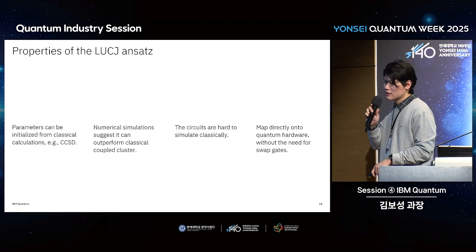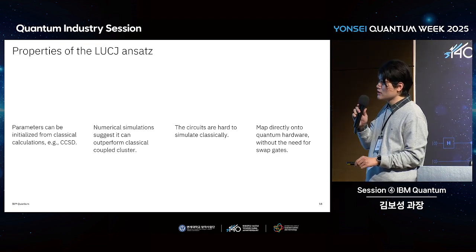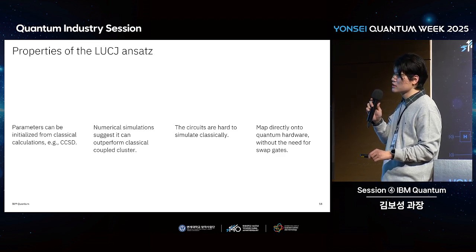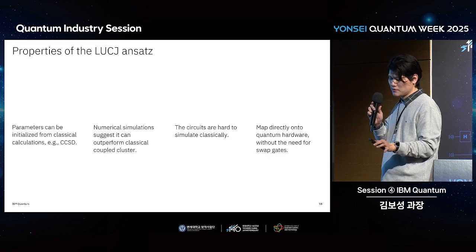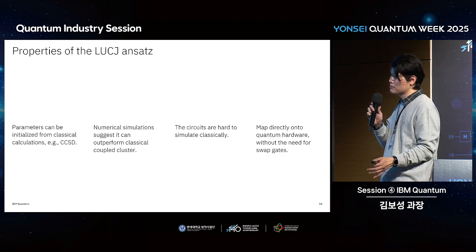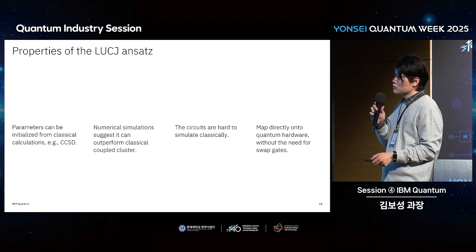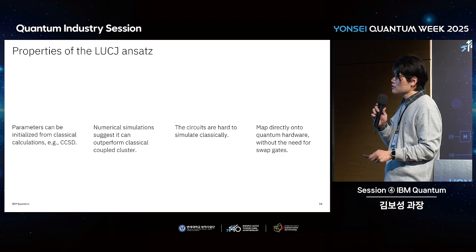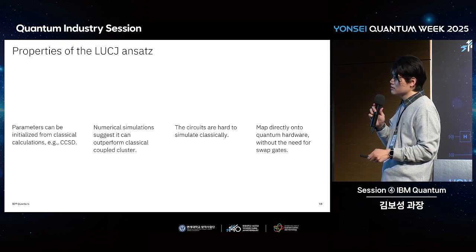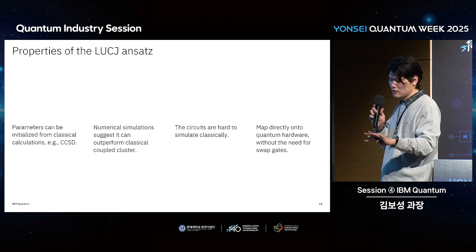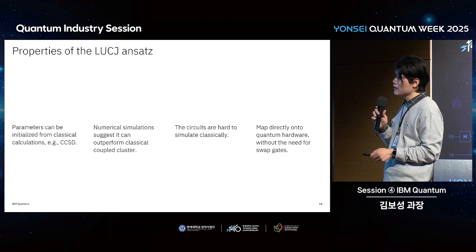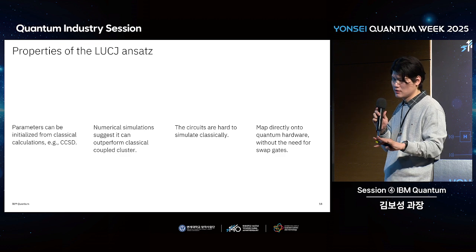So let's also look into the properties of this ansatz. First, in the AOCJ ansatz, parameters can be initialized from classical calculations, for example CCSD, from the easier and faster simulations we can do. So yes, these parameters can be initialized and applied to our systems to get better approximation.